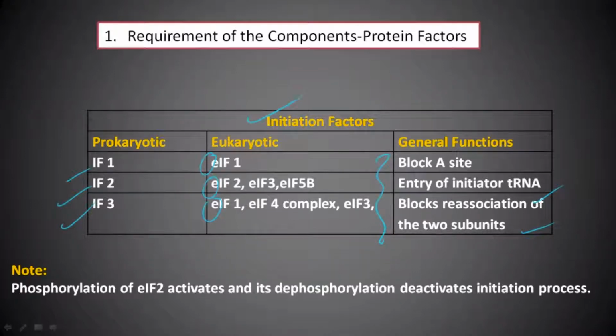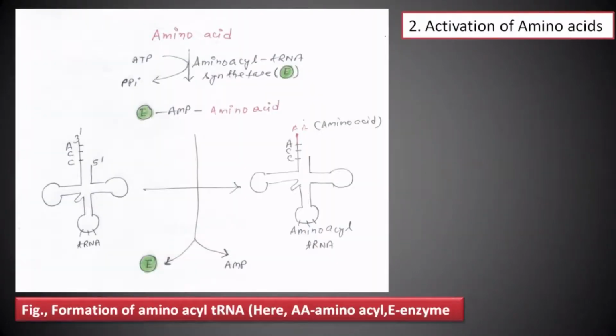Then how does the amino acid get activated? The amino acid comes and associates with aminoacyl tRNA synthetase, and with the utilization of energy from ATP, it forms a complex known as the aminoacyl-AMP complex. Then it binds at the 3' end of the tRNA, forming aminoacyl tRNA.